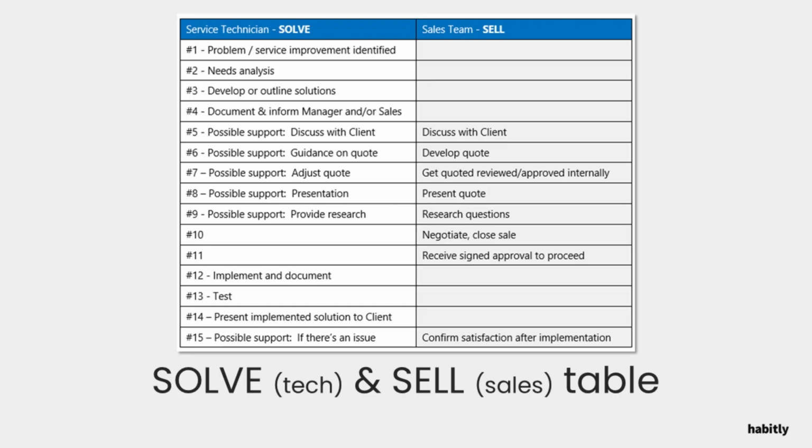Of the 9 sales-related responsibilities, we designated 6 as possible support for the tech. This means the tech might have to support the salesperson in one or more of those activities. In this table, a service technician has to do everything when serving existing clients. Therefore, all of your responsibilities are in black type, even though some are in the right-hand sales team or sell column.